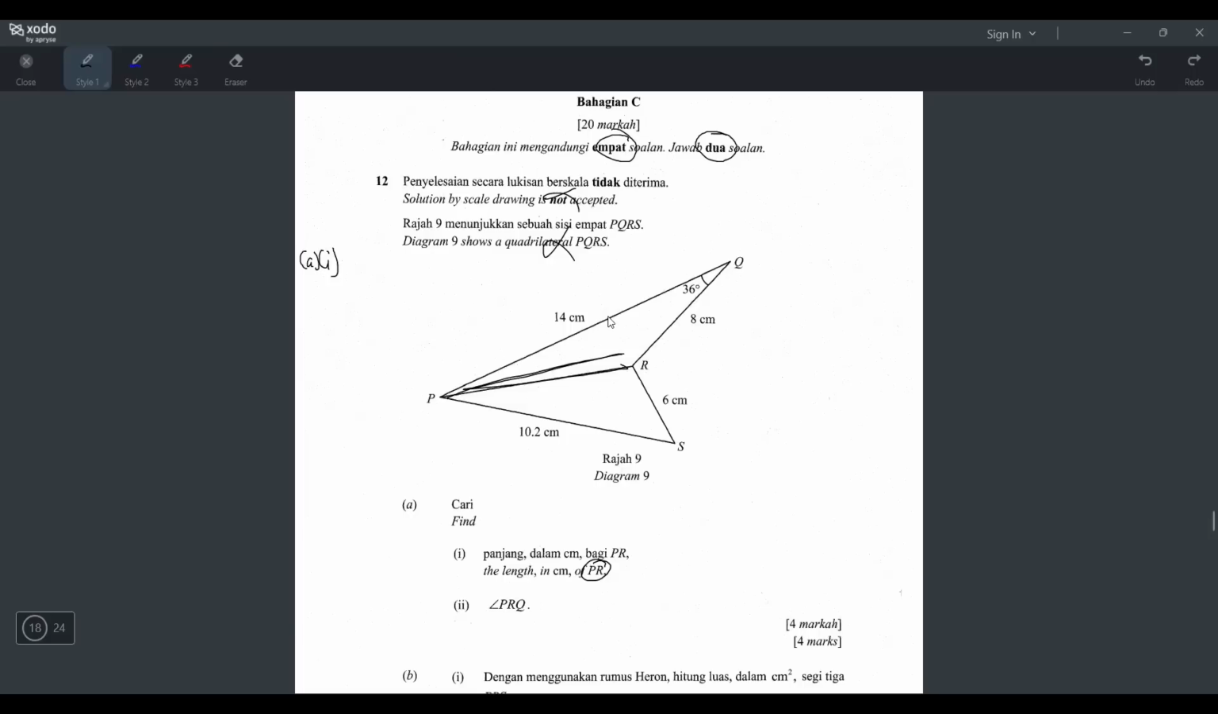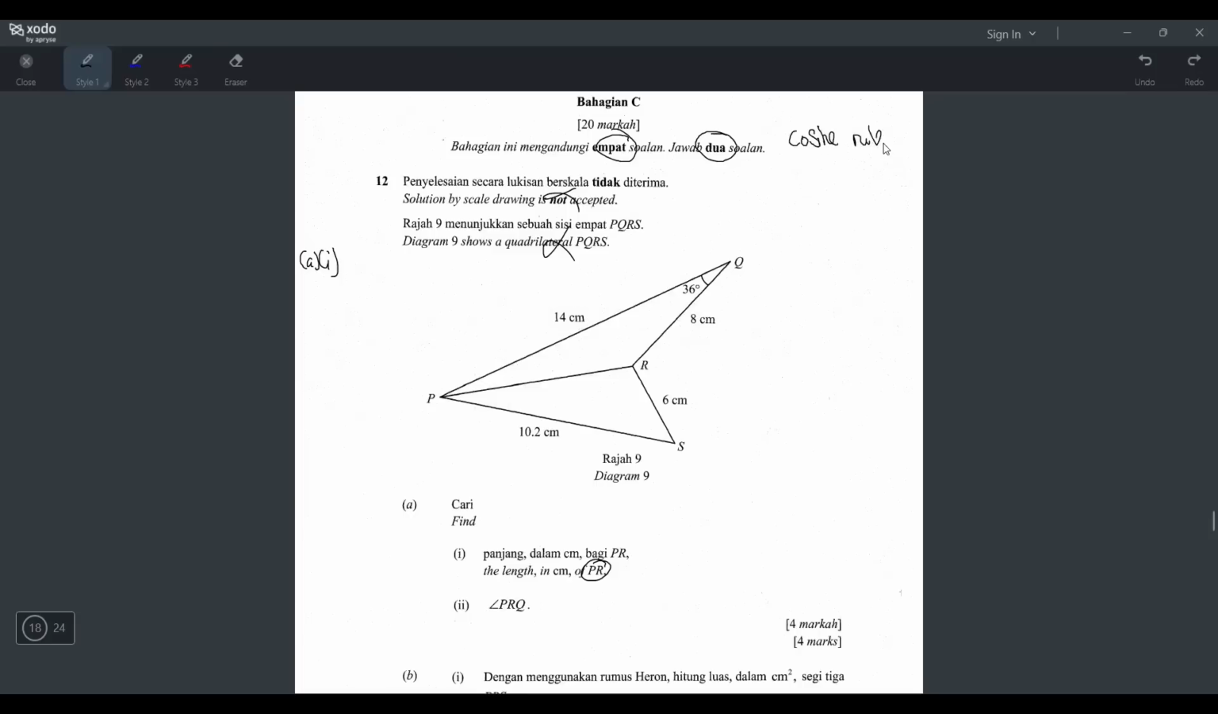You can use cosine rule. Yeah, you can use cosine rule because you have the other two sides and also you have the angle opposite of PR. So you can find it using cosine rule. The way I teach my student, I just ask them to hafal.